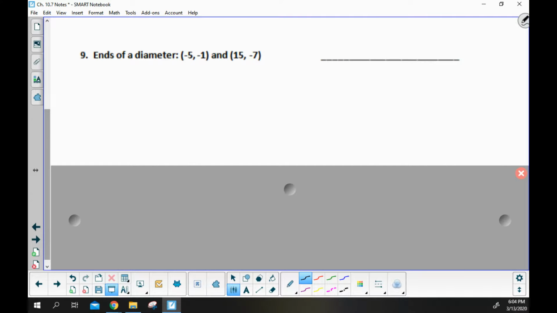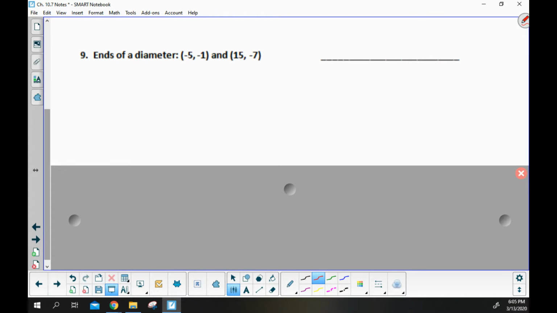A little bit more complicated. Now, I'm given the ends of a diameter, negative 5, negative 1, and 15, negative 7. This is probably where it gets most complicated because now we have to bring in another formula that we know before. We got the ends of the diameter, but what we don't have is my center. And I need my center to find my r squared. Now, no reason to do distance formula with this and then take half of it and square it. Find the midpoint. Midpoint formula.